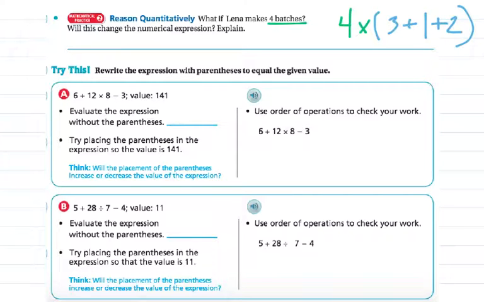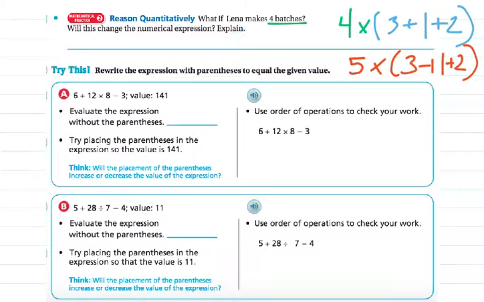So let's compare this to what we did on the previous page. On the previous page, our numerical expression looked like the following. So let's make a comparison. This is for the problem for 4 batches. This is the problem for 5 batches. Let's go back to the original question. Will this change the numerical expression?